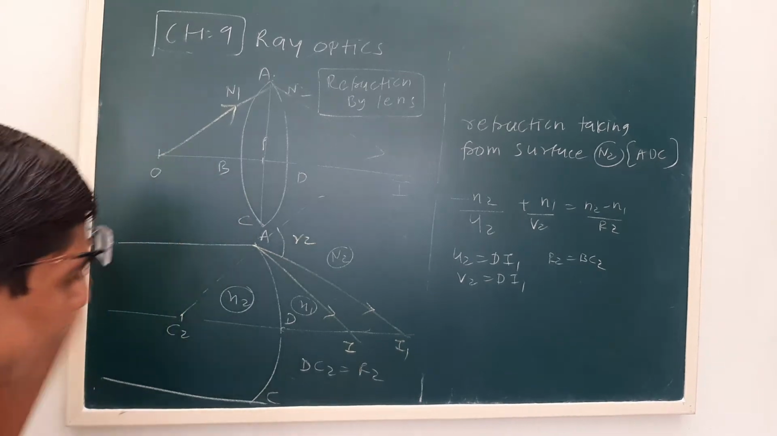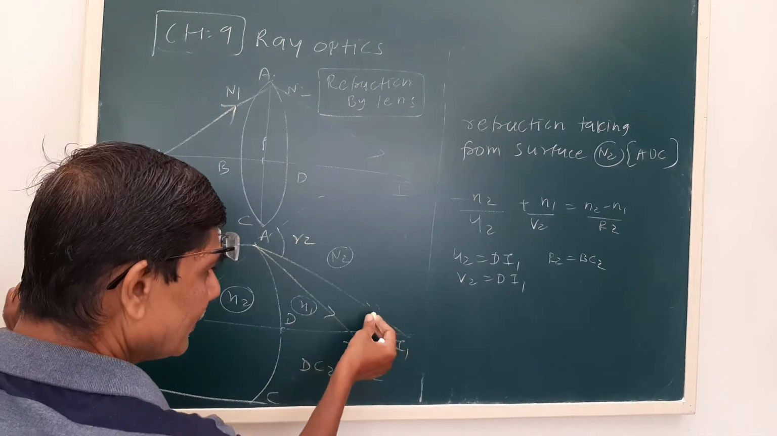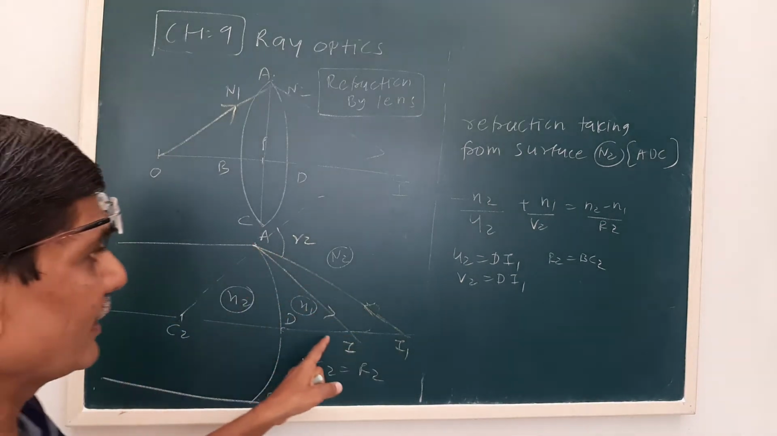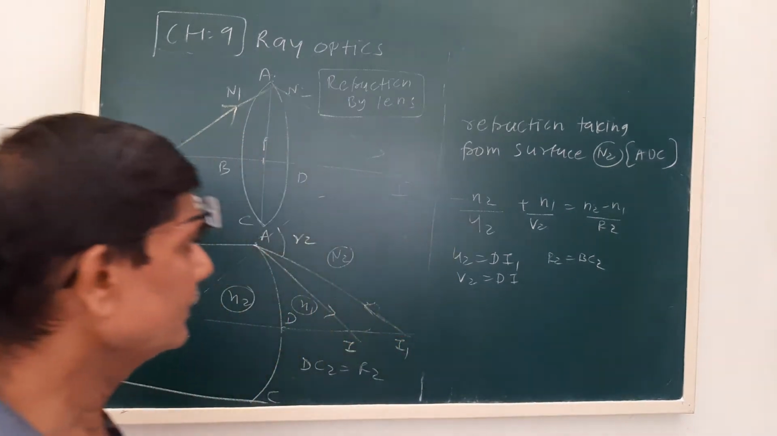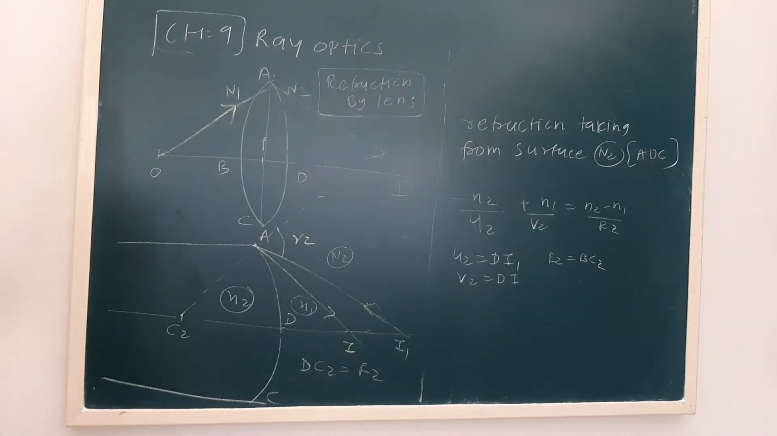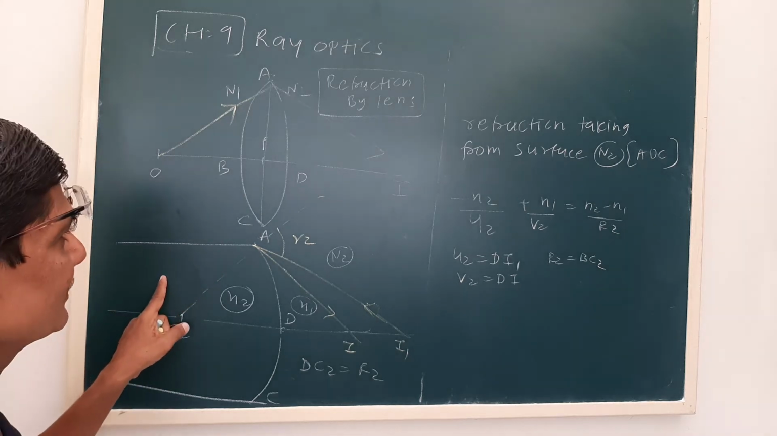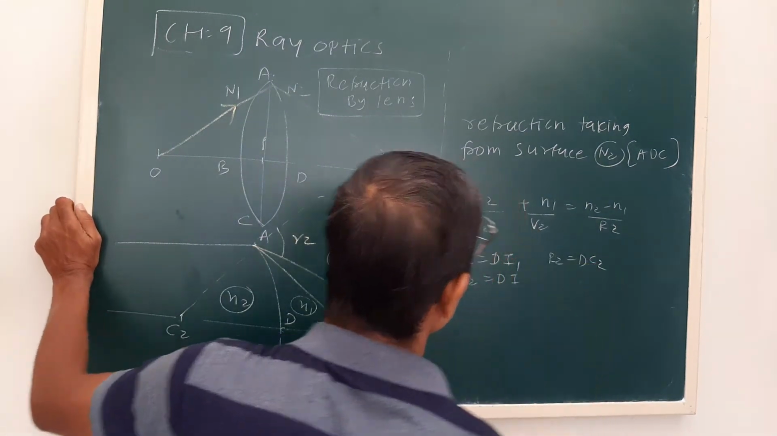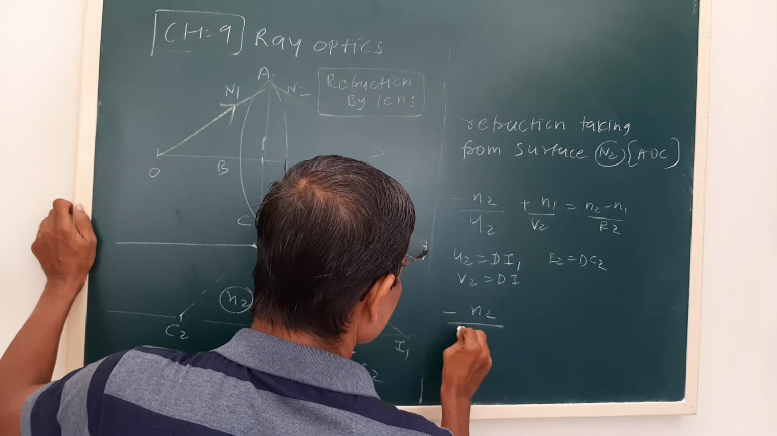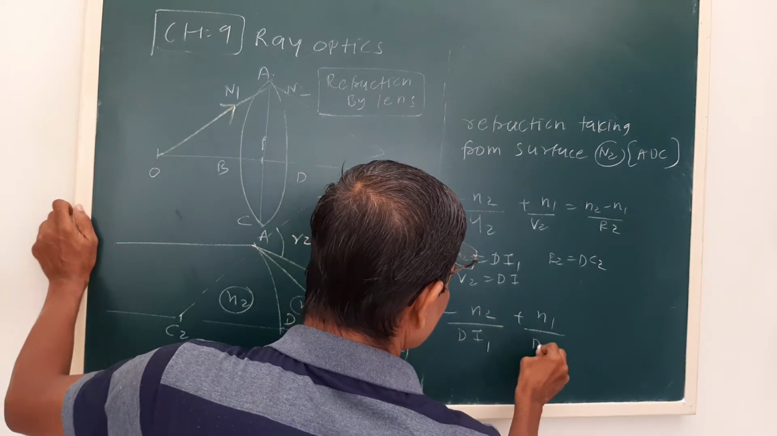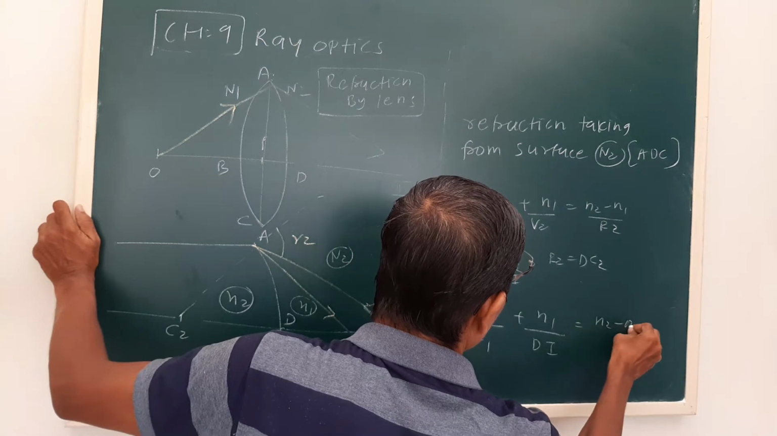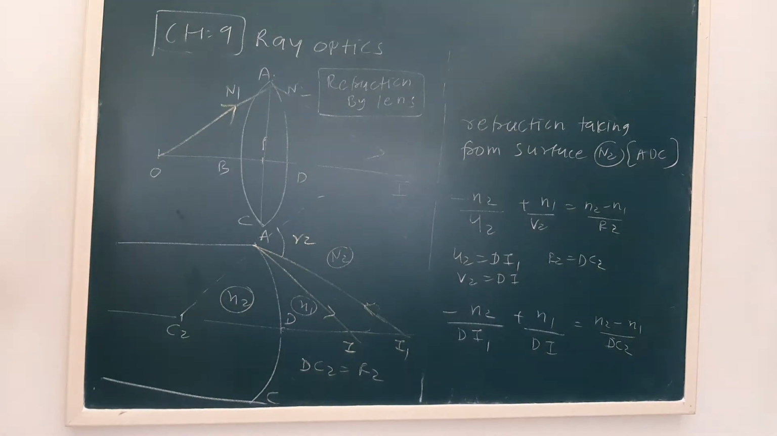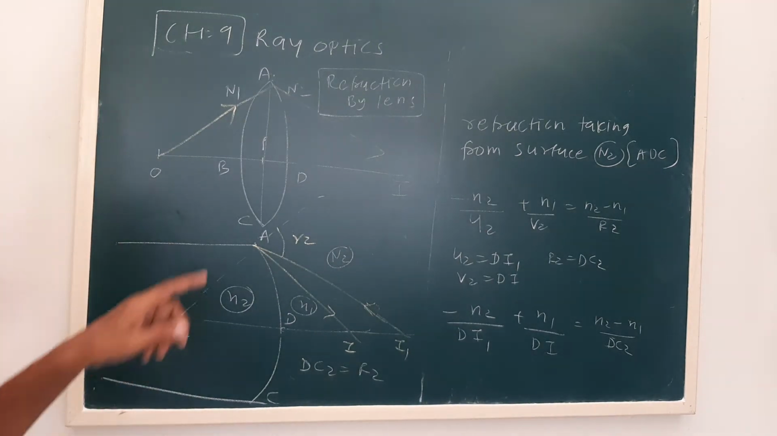We can show the final image like this. Earlier it was like this, but this acts as an object, so we have to reverse the direction. The final image is formed at DI, and R2, the radius of curvature of the second surface ADC, is DC2. So we can write: minus N2 upon DI1 plus N1 upon DI is N2 minus N1 upon DC2. This is how we show the refraction taking place from the ADC surface.